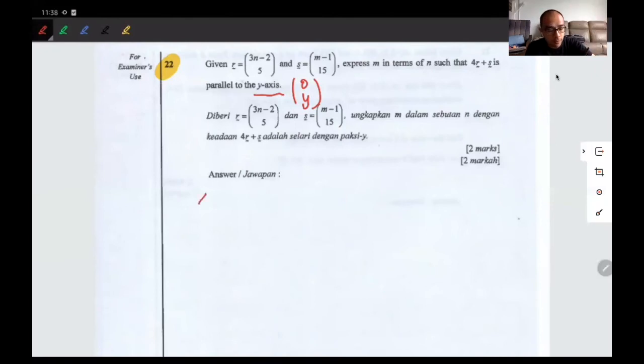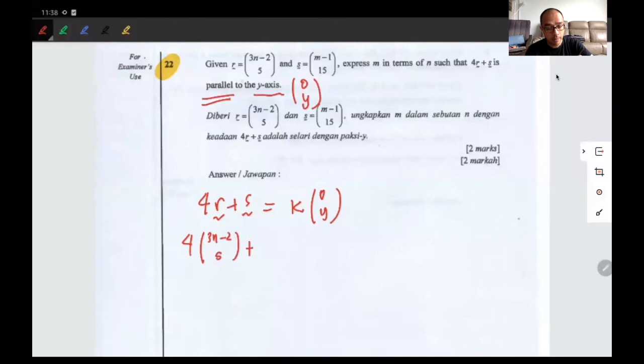So 4R plus S equals, since it's parallel, I'm going to introduce this one. I will have to introduce another letter. Don't worry about it, we'll figure this out as we go along. So 4 times (3n minus 2, 5) plus (m minus 1, 15) equals, okay, fine, (0, ky).